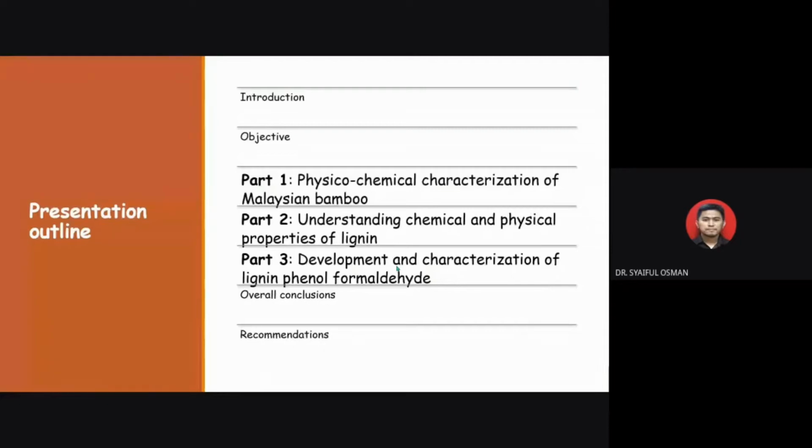First, we discuss a little bit about the introduction to my research. And the second one is the objective of my study. And the third one is an in-depth discussion of result and finding about my research, and that can be divided into three major sections that we will discuss in more detail later. And the fourth one is the overall conclusion. And finally, the last one is some recommendation for future study.